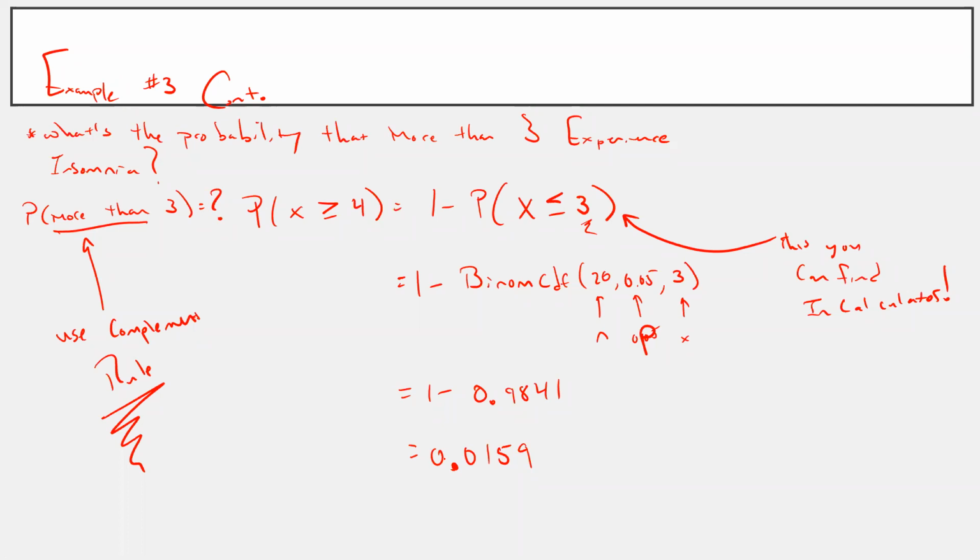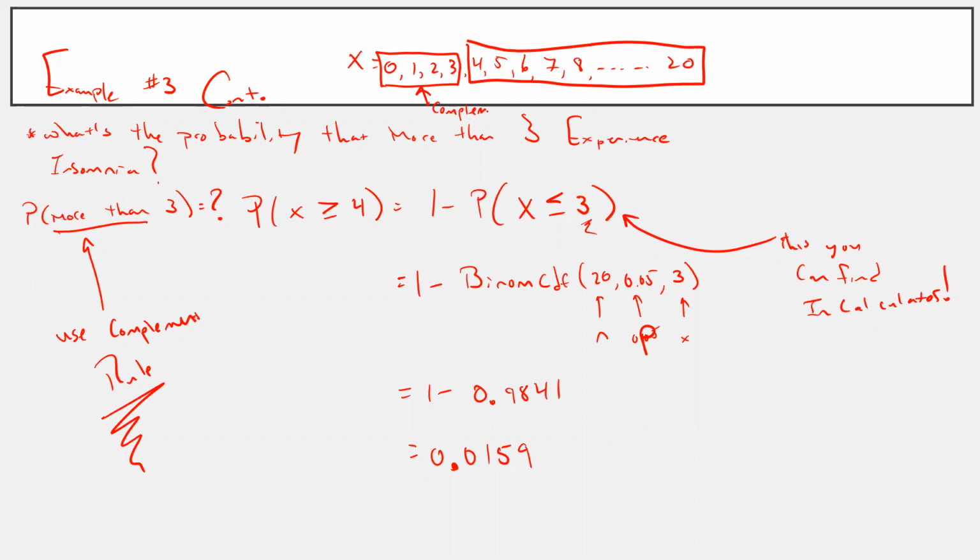Professor, could you just explain why it would be three here? So you have to remember all the values X could take on, right? X could take on the values 0, 1, 2, 3, 4, 5, 6, 7, 8, all the way to 20, because that's the number of people in 20 who experience insomnia. So when X is greater than or equal to 4, it's all these numbers here. So the complement would be all of these numbers. That's why you need this less than or equal to 3, because it's the 0, the 1, the 2, the 3. So that's where the 3 comes from.